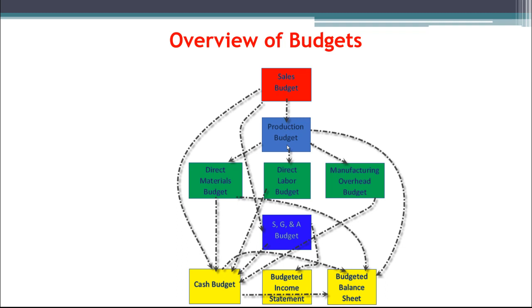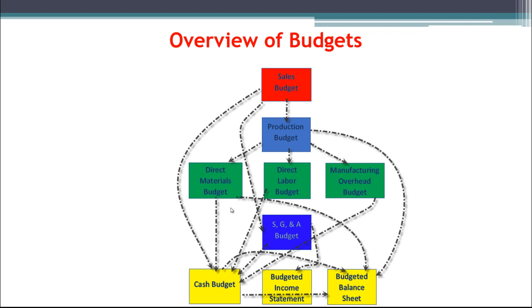And then once we know how many units we need to produce, we know how many materials we need, labor, and overhead. And then down below that, we have the selling general administrative budget, which notice the sales budget feeds directly into that as well. And then at the very bottom, really most everything connects to the cash budget, because obviously if we have sales, at some point we're going to collect it and get cash out of it. If we have to buy materials, pay for labor, pay for overhead, at some point we had to pay cash for it. And then even the selling general administrative expenses we had to pay cash for.